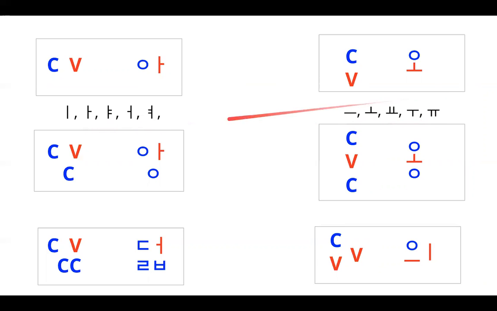The first new form is C, V, and then another consonant on the bottom. Same as the top form, except one more on the bottom. The second one here is exactly like the one before, except another consonant at the bottom, just like the first new form we have learned. The remaining 2 forms are a bit more complicated, but don't worry. We'll go over them later.